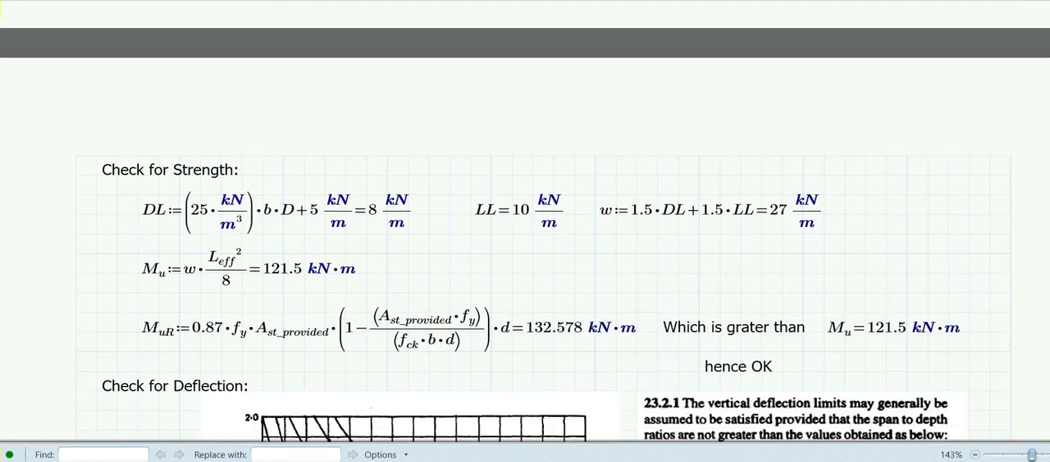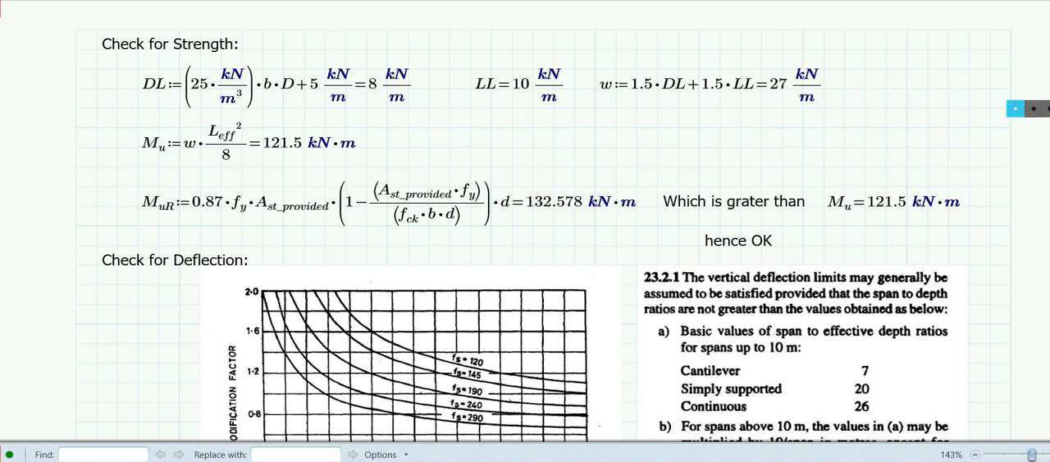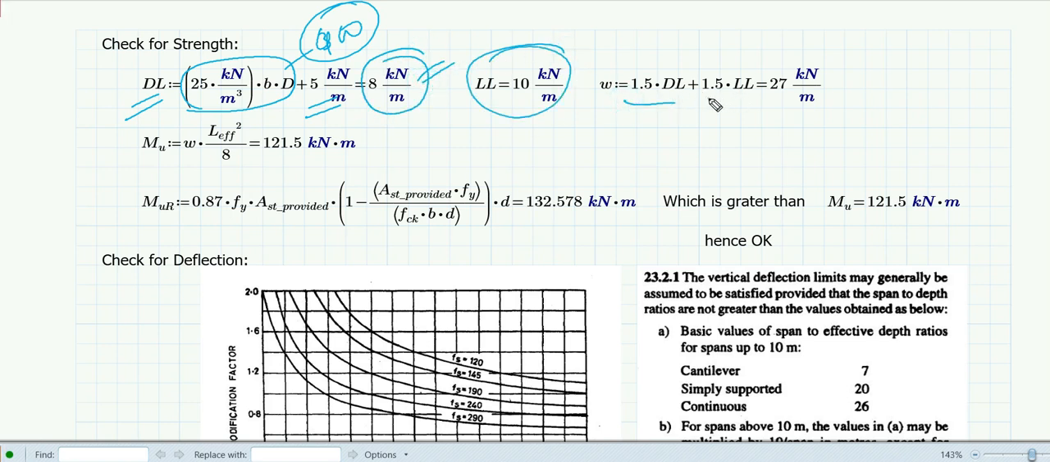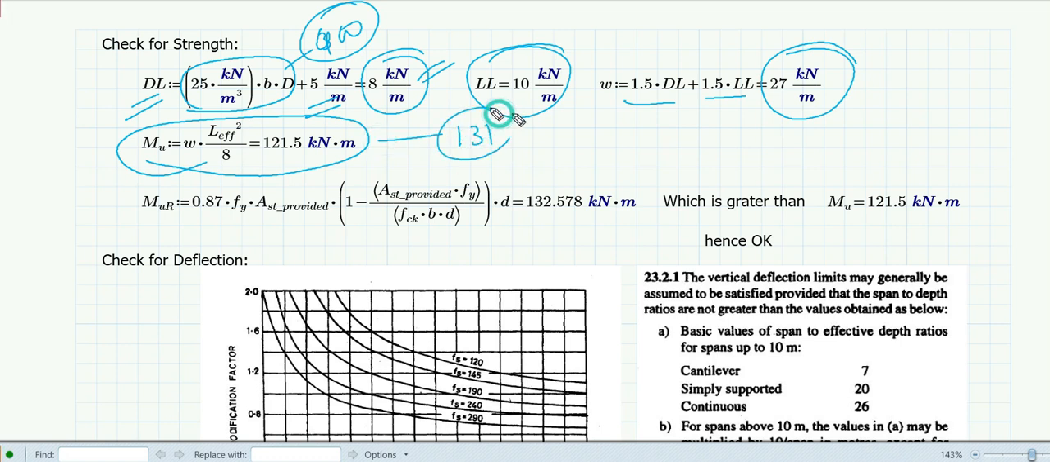Now we are going to check whether the design is safe with this revised moment. So we'll revise the moment. Dead load, just like the previous one, is self weight 25 into b into d, here 400 mm, and the dead load is 5, so the total dead load becomes 8 kilonewton, and live load is 10. So 1.5 dead load plus 1.5 live load is 27, and the moment becomes 121. Initially it was 131 and now it is 121. Because of self weight we have reduced the moment quite a bit.